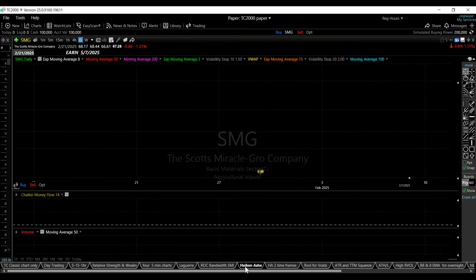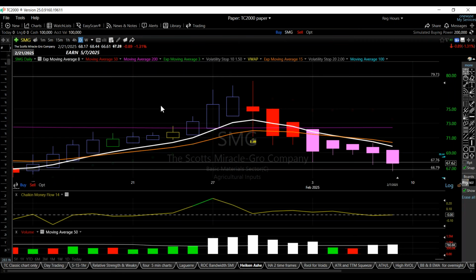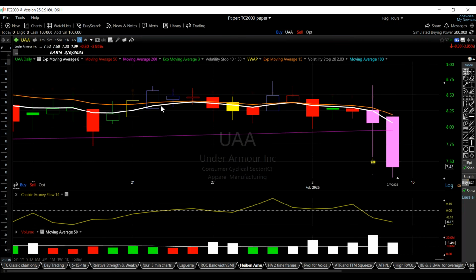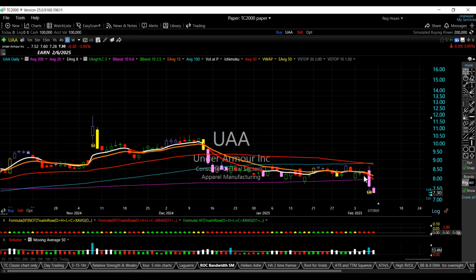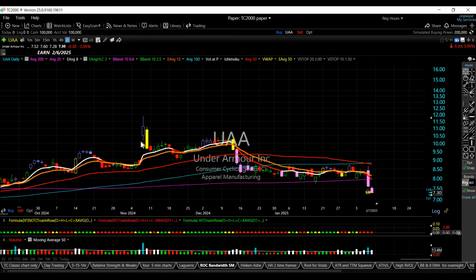This just kind of shows you some examples of Heiken-Ashi candles. Short side, there's UAA off of earnings. Big candle right there with a flat top. If we look at the regular setups, here's what we've got. Move down, continuation down. Pretty nice short setup on UAA.